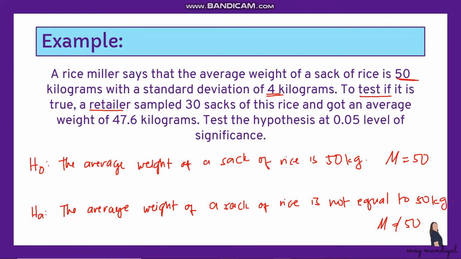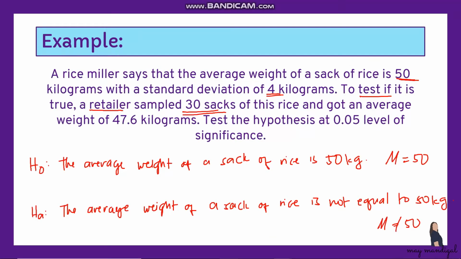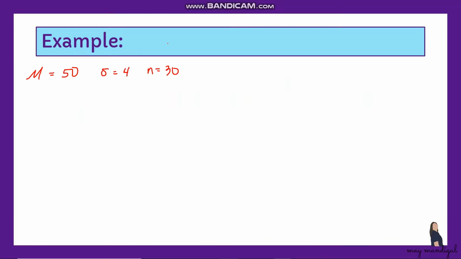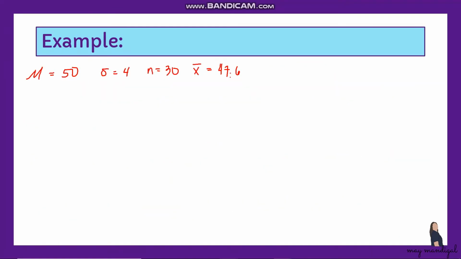Next, the retailer sampled 30 sacks of this rice. So that means that is our sample size. And then got an average weight of 47.6. So this 47.6 refers to our sample. So that will be our sample mean, which is 47.6 kilograms. And then our level of significance is 0.05. So that is our alpha. So these are the values that we know.